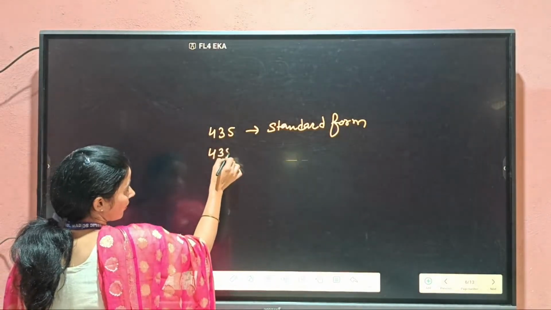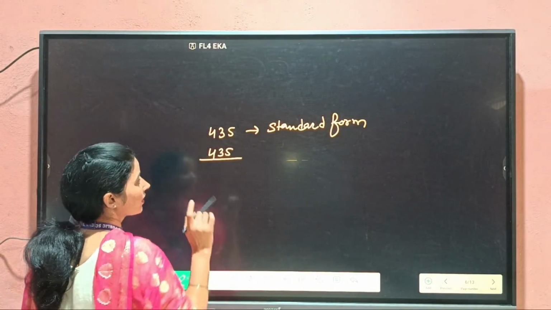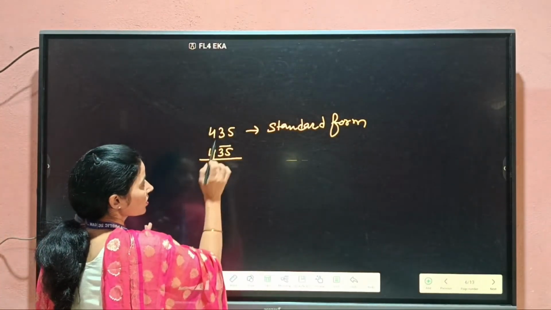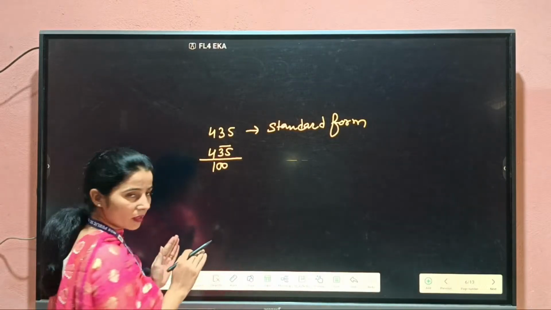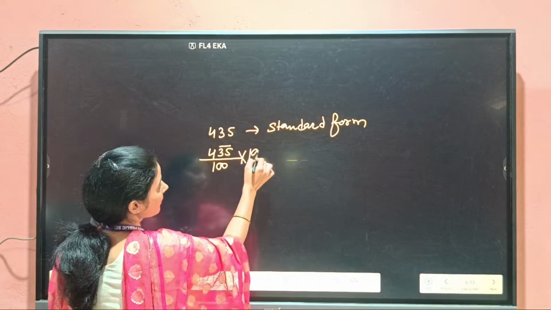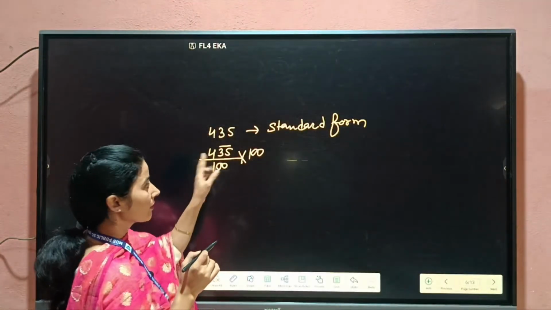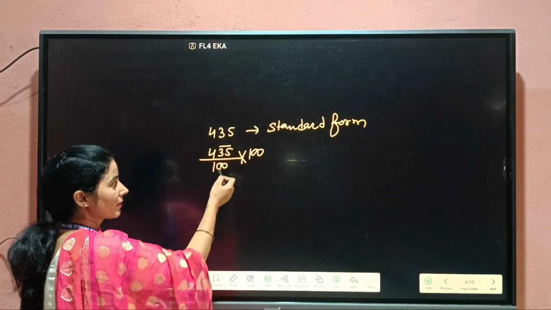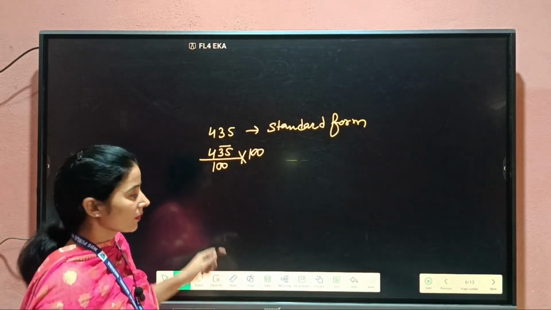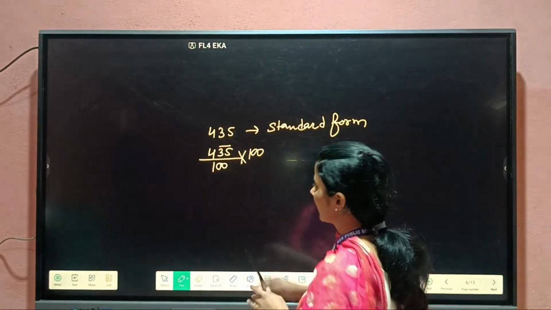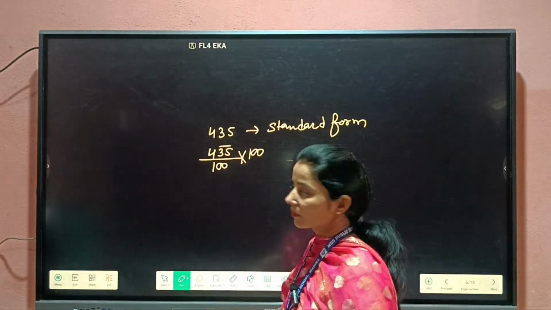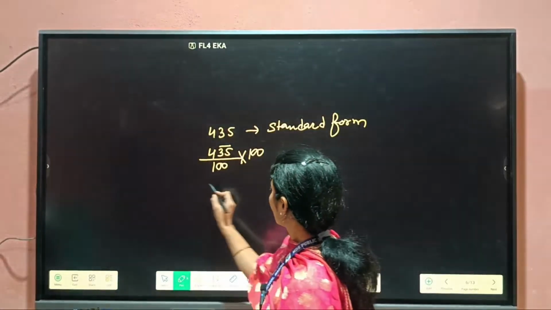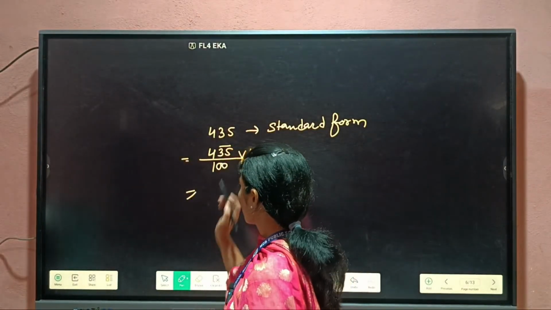In this 435, I want to insert a decimal after the 4. After the 4, 2 digits are there. So I have to divide this number by 100 and multiply this number by 100, so that this number stays as it is. If you multiply any number and divide with the same number, the number stays as it is. 100 and 100 will cancel. The answer is 435 only.